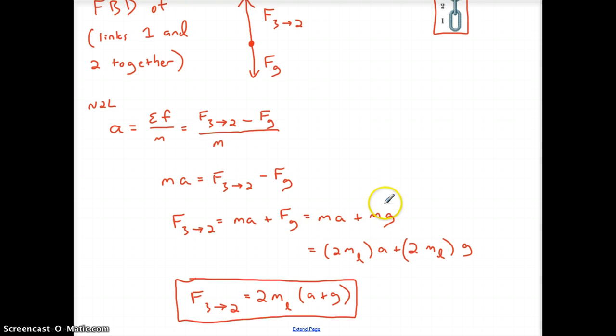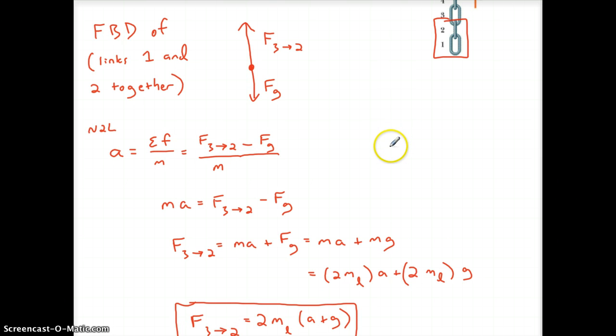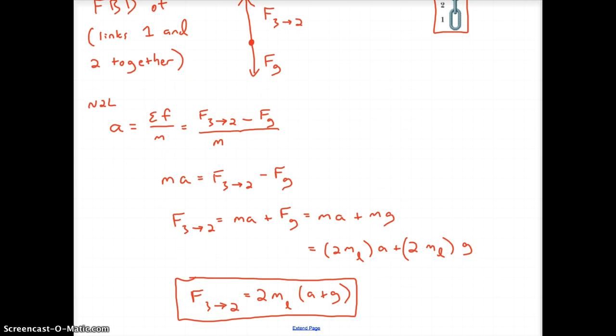What is the mass of the red object? Well, in this case, it's 2 times the mass of a link. I substitute, and I get the same answer as I did for the previous slide. The force of 4 on 3 and the force of 5 on 4 can be found similarly.